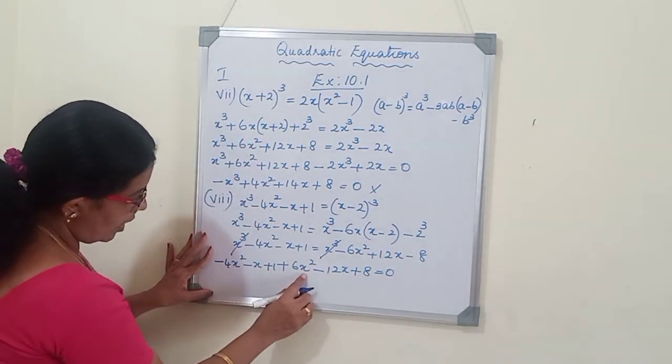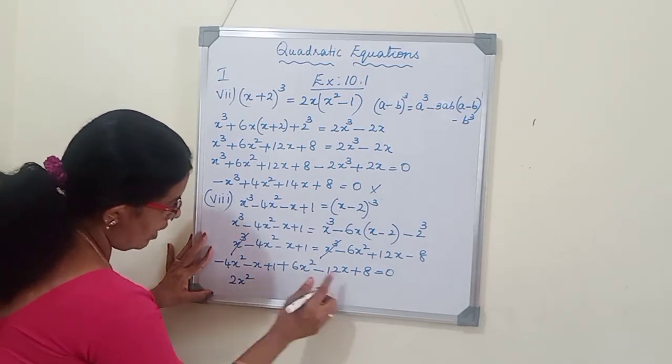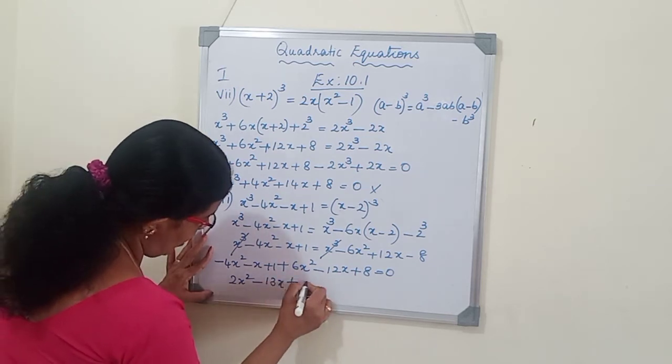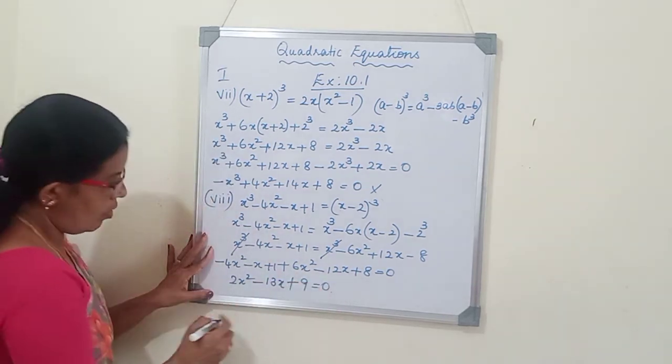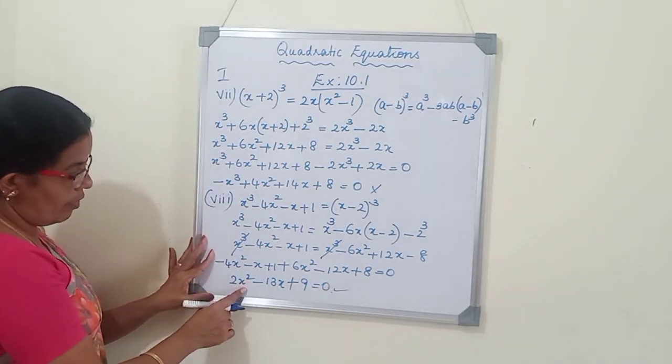Now −4x² + 6x² is 2x². −x − 12x is −13x. 8 + 1 is 9, equal to 0. It is a quadratic equation because the degree of the variable is 2.